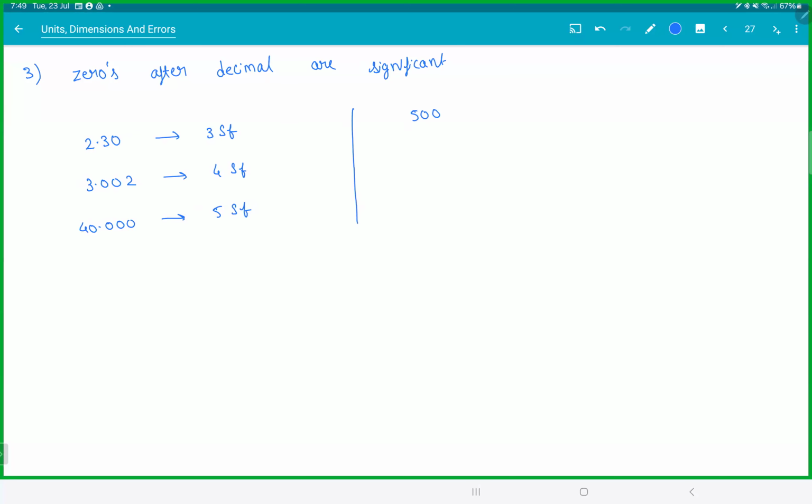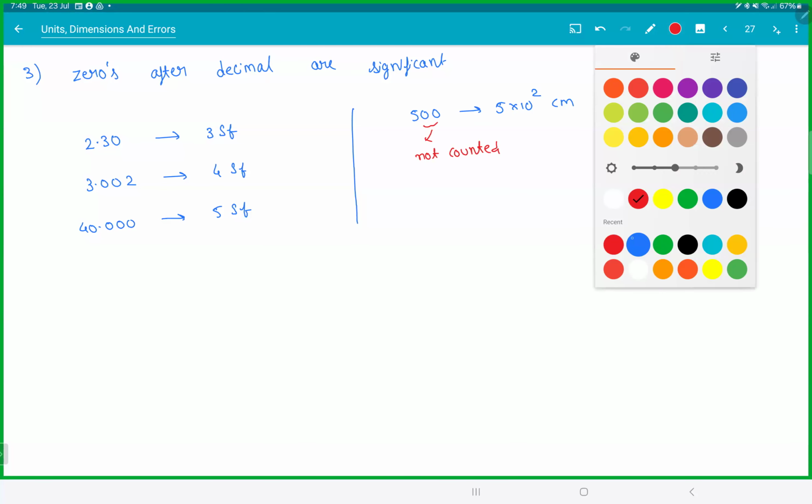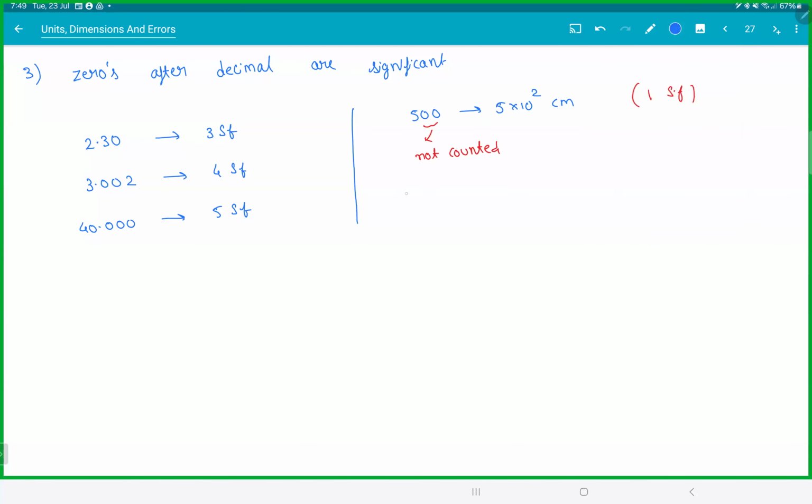But if you say 500, now see, there is no decimal here. This can be written as 5 into 10 square. These zeros are not counted because there's no decimal. I'll tell you why. This has only one SF. But if you tell me, no sir, I want to count those zeros also, then you should have reported the answer as 5.00 into 10 square. Then I will say it as 3 SF.